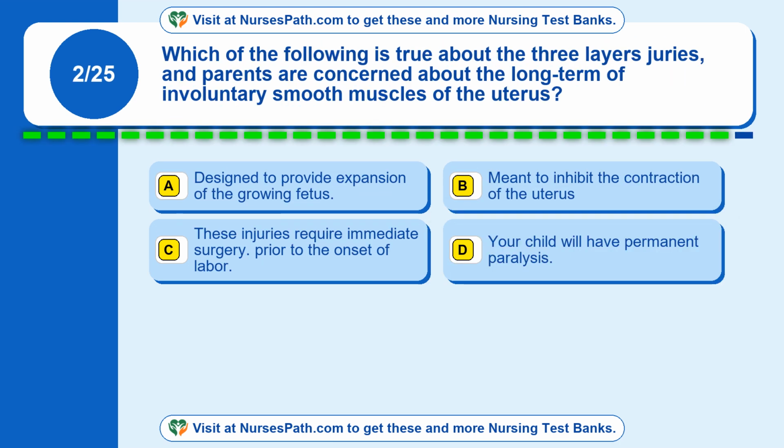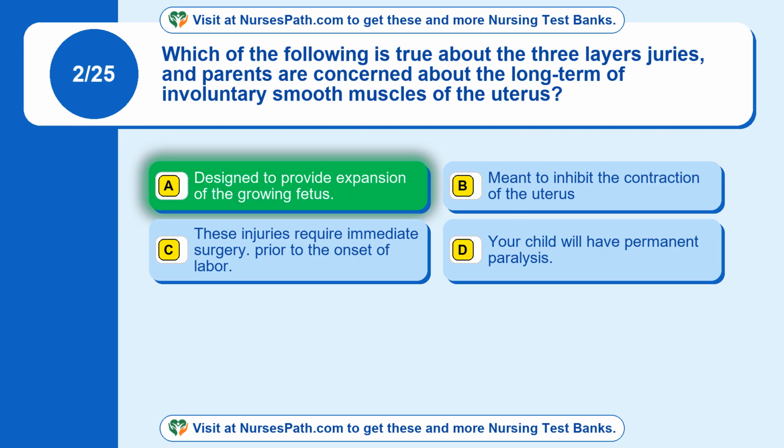Question 2. Which of the following is true about the 3 layers of involuntary smooth muscles of the uterus? Option A. Designed to provide expansion of the growing fetus. Option B. Meant to inhibit the contraction of the uterus. Option C. These injuries require immediate surgery prior to the onset of labor. Option D. Your child will have permanent paralysis.